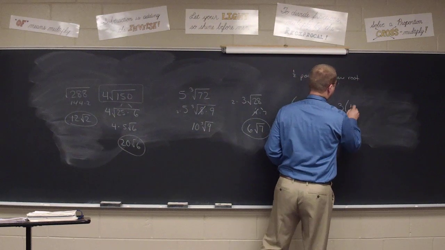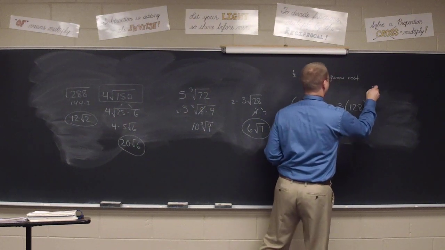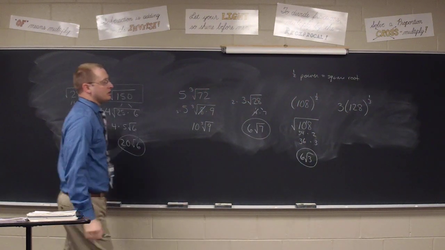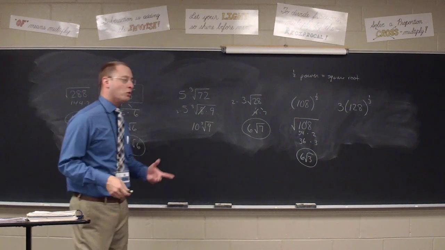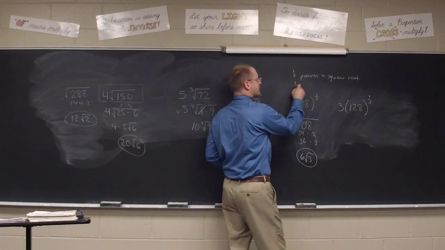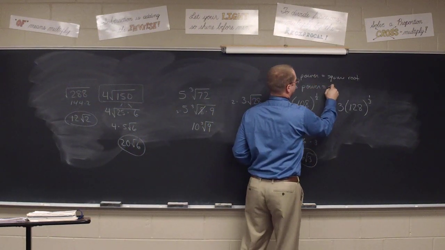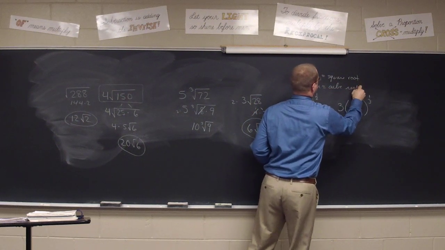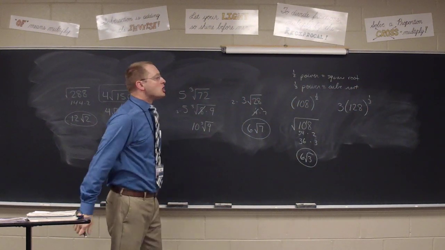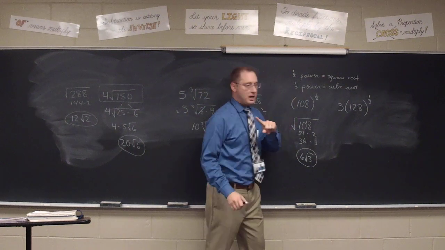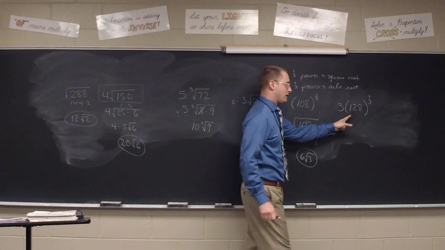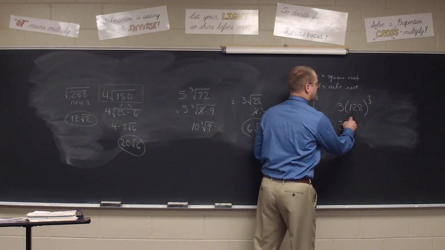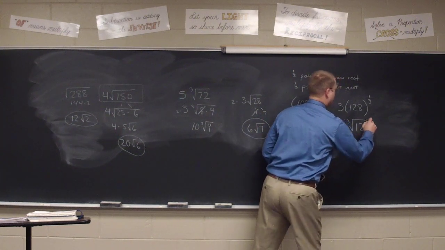Write this down. 3 times 128 to the 1/3. What do you suppose the 1/3 power means, class? Cube root. Write that in your notes. The 1/3 power means cube root. So this becomes, now careful, what is raised to the 1/3 power, class? Just the 128. So this becomes 3 times the cube root of 128.